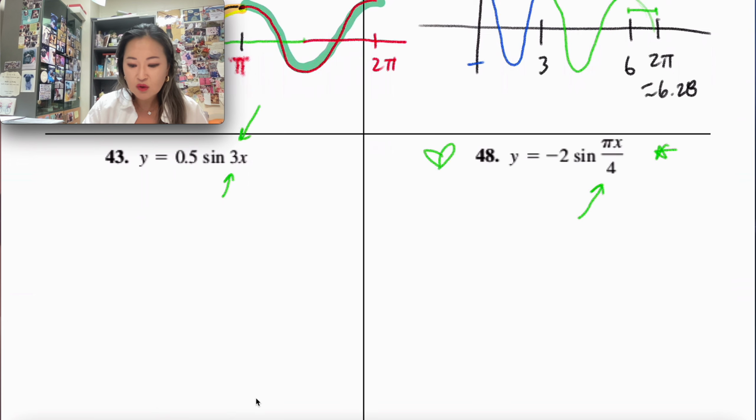So I'll put a little corazon here, see if you understand that, okay? More frequent versus less frequent is what you have to understand here. Good luck for this section, okay?